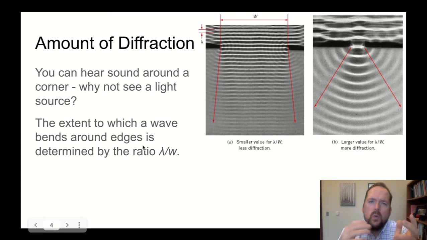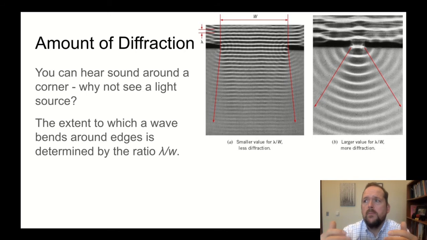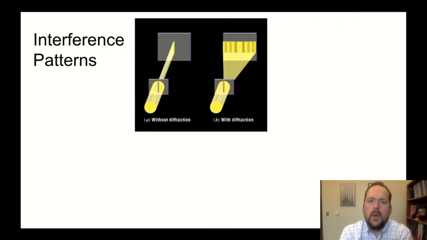So the extent to which the wave bends and the extent to which we observe a lot of diffraction actually depends on the ratio of the wavelength to the width of the opening. And the bigger that ratio is, the more diffraction we will observe. So if you have significant diffraction, it's a situation where the wavelength of that particular kind of wave is larger compared to the width of the opening than other kinds of waves that are not being diffracted.